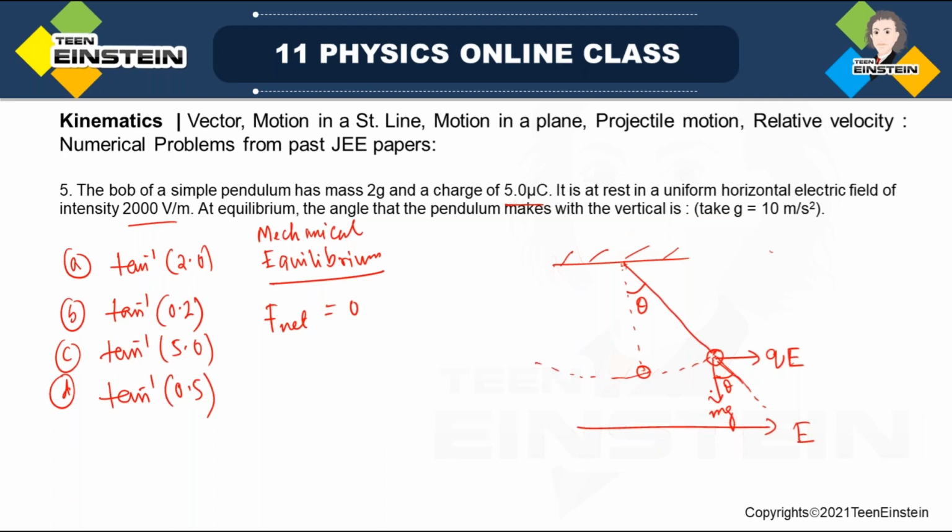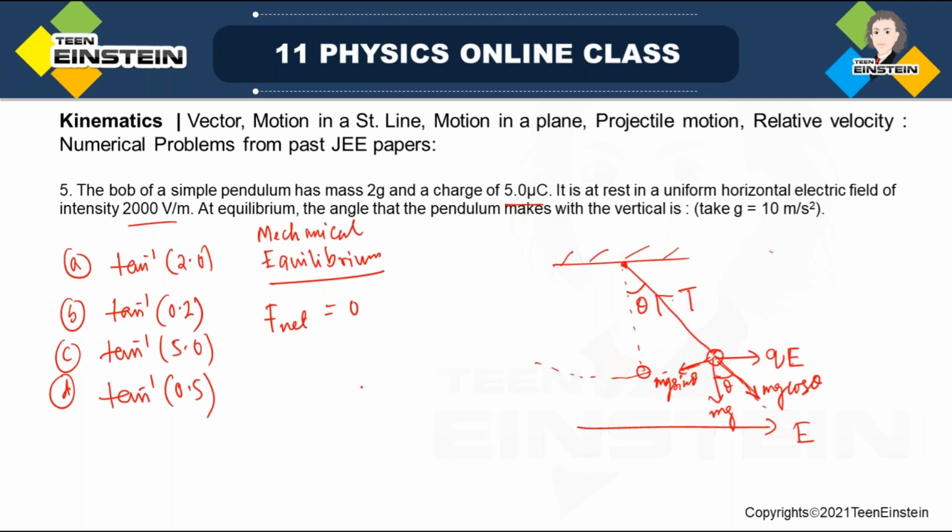This weight will have two components. One along the horizontal direction, exactly opposite to the electric force, so mg sine theta, and another along the string, that is mg cos theta. And in the upward direction there will be tension, because the pendulum is fixed over here, so there will be tension in the string. So these are the forces. How many forces? 1, 2, 3, 4.